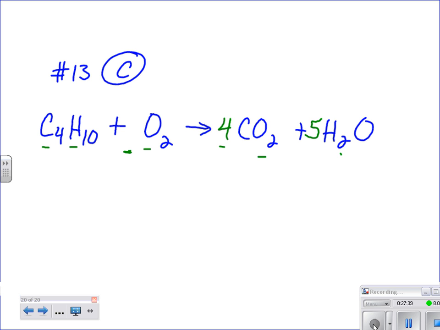13, that's an odd number. What times 2 gives you 13? 6.5. Is it valid to do that? Nope, you can't. Everything's balanced though, so what do we have to do to those coefficients? Exactly, double them up. Don't forget to double up every single thing. So now this becomes 2, 13, 8, and 10.